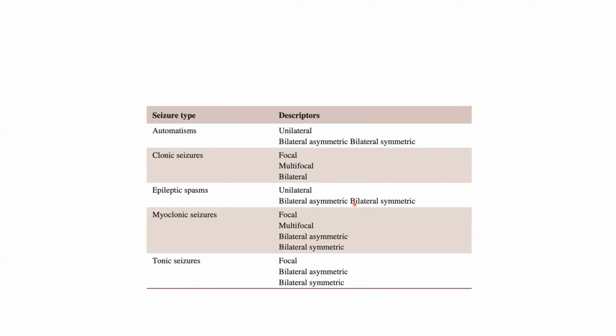So automatisms can be unilateral or bilateral. It can be symmetric or asymmetric. Similarly, clonic seizures can be focal, multifocal, or bilateral. There cannot be a generalized clonic seizure in the newborn. Spasms are unilateral or bilateral. If bilateral, again, just like automatisms or tonic seizures, they can be symmetric or asymmetric, right? Tonic seizures also follow the same subdivision of descriptors. Myoclonic seizures can be focal, multifocal. They can be bilaterally symmetric or asymmetric. So this is something we should remember when you describe seizures. Do not use the term generalized.